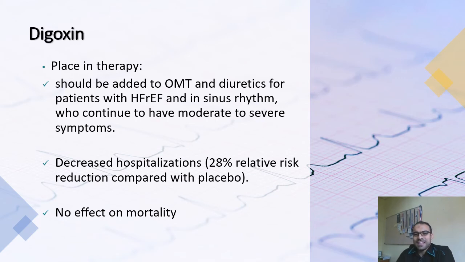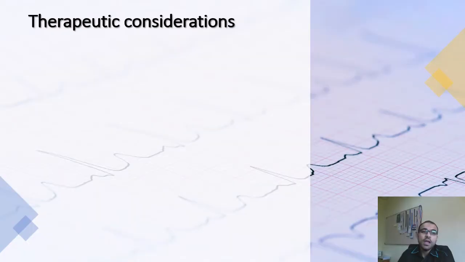Next, the old is gold, digoxin. Digoxin in heart failure could be considered or added to optimal medical therapy in patients who are still symptomatic, with moderate to severe symptoms, despite being on optimal medical therapy. And it is good to highlight that digoxin has an impact in reducing symptoms and reducing hospitalization, but not on mortality.